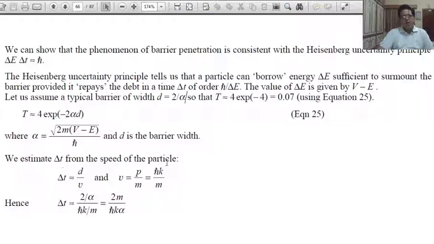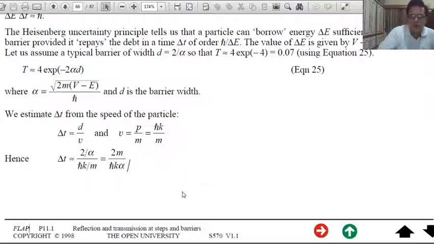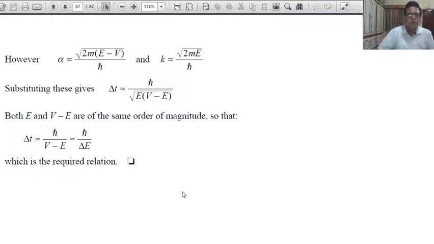Here delta T from the speed of the particle, d upon v, where v equals p upon m, so you can easily calculate delta T as 2m upon h cross k upon alpha. Now delta T is given by h cross upon the square root of 2E times V minus E. Both E and V minus E are of the same order of magnitude, so that delta T is only h bar upon V minus E, equal to h bar upon delta E, which is the required relation.